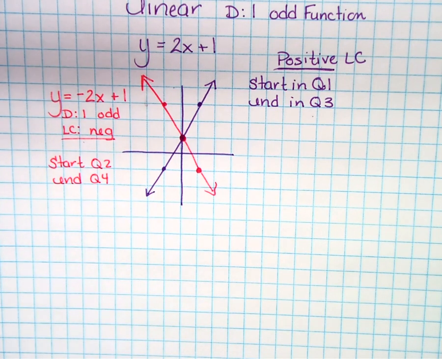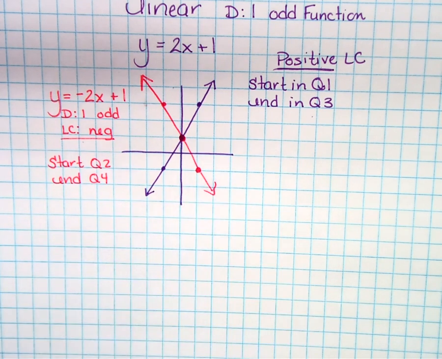Every odd function, so cubic functions, quintic functions, whatever the septic function is, the 7, they will all have the exact same end behavior. So if you know stuff about linear, you can apply it to cubic that you've never ever graphed before. Okay?